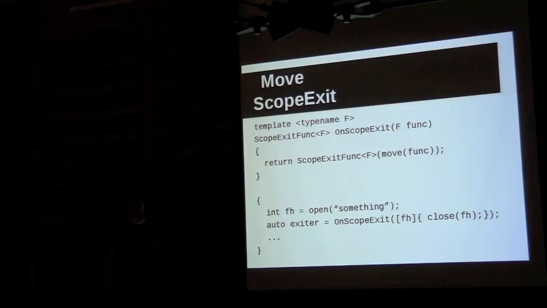Okay, so an example usage is here. I want a file handle open, and then here's my exiter, onScopeExit, call close. Just really straightforward and readable code. Now maybe for something like files, which is so common, you should probably wrap the concept of a file into something else. But if you have little cleanup things that don't make sense as their own resource management objects, this is a thing to use.